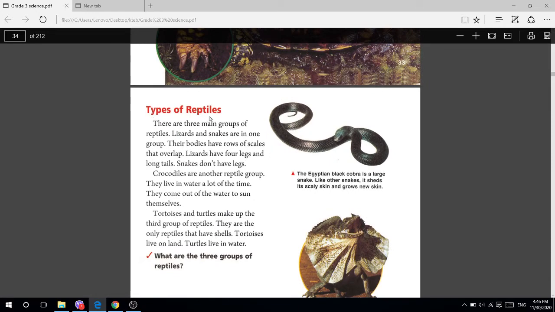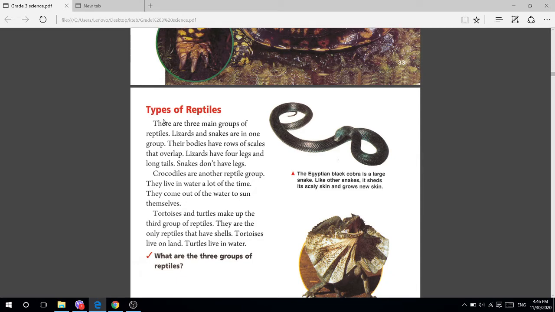Types of reptiles. We have different types of reptiles. There are three main groups of reptiles. Lizards and snakes are in one group. Snakes and lizards are in one group. Their bodies have rows of scales that overlap.